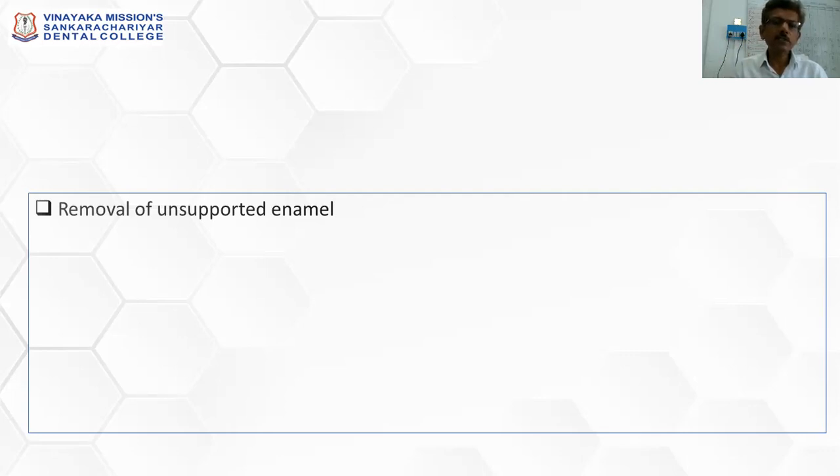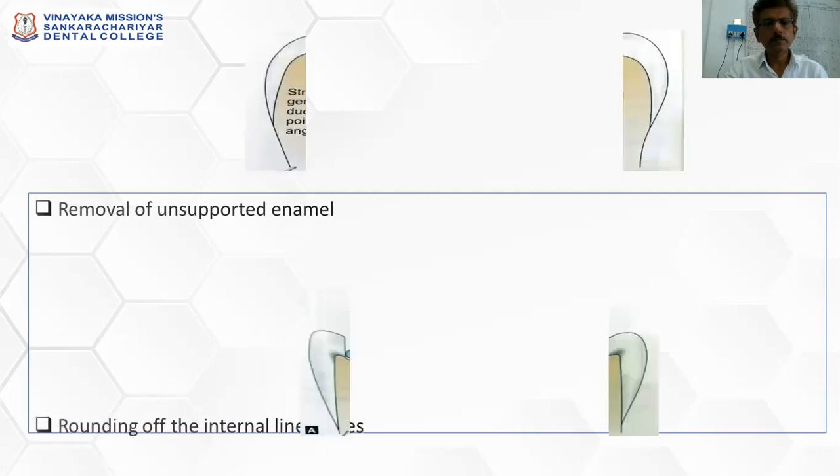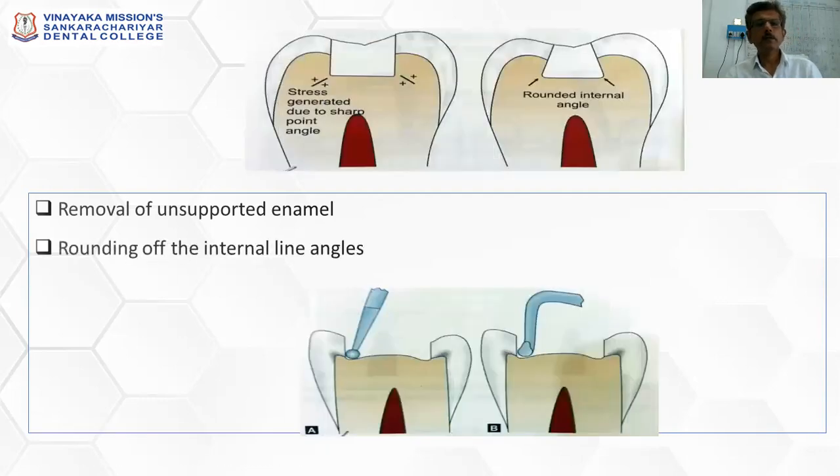However, see to it that whenever you're removing this unsupported enamel, it rests on sound dentin, because later on you don't want this particular enamel collapsing under occlusal load. So hence you can remove this unsupported enamel with the help of enamel chisels.